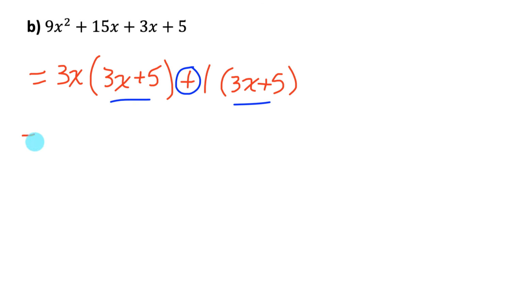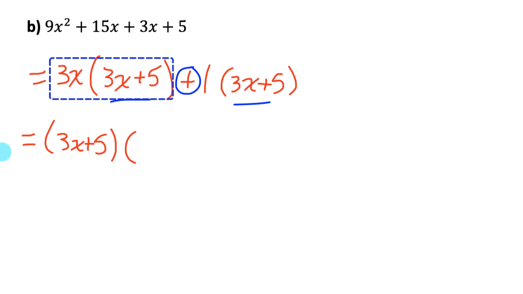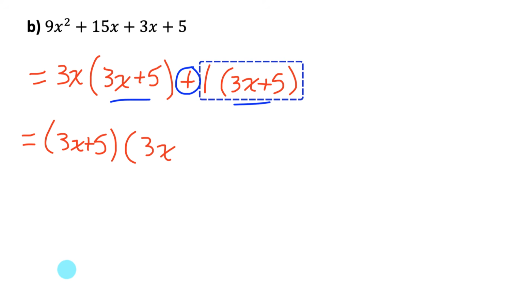We can factor out that common binomial, put it out front, and then divide each of the terms by the 3x plus 5. When I divide my first term by 3x plus 5, the 3x plus 5s will cancel. I'll be left with 3x. When I divide my second term by 3x plus 5, the 3x plus 5 cancels, and I'm just left with 1. And there we have it.